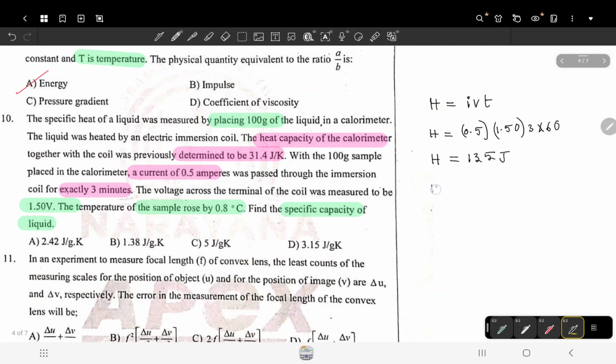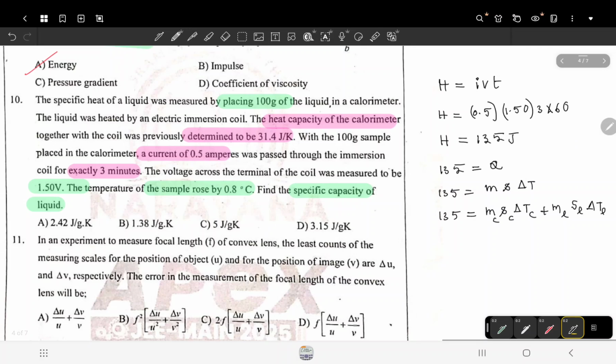Now this 135 will be converted into the heat energy, which is nothing but Q, and we know that 135 will be equal to Q, which can be written as ms delta T. Therefore 135 is equal to ms delta T for both the calorimeter, plus the liquid, that is ml, SL and delta TL.